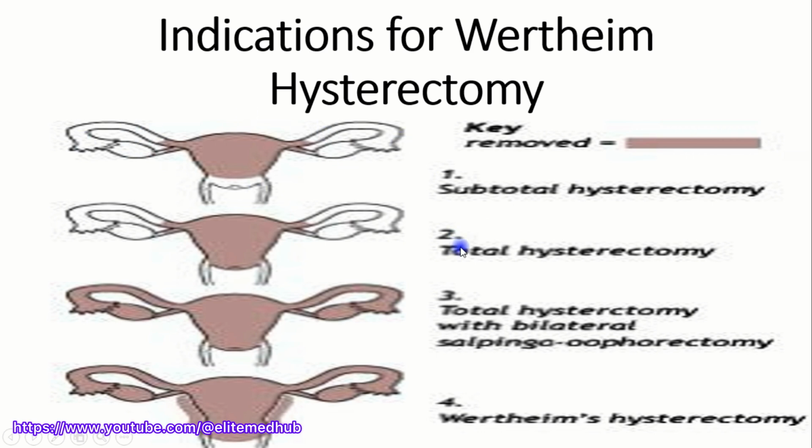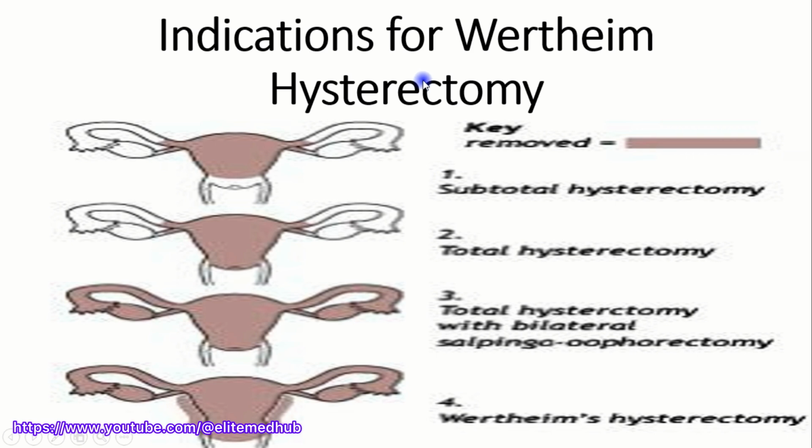The second is the total hysterectomy. This is a surgical procedure that involves removal of the uterus, including the cervix, leaving behind the fallopian tubes, the ovaries, and the upper part of the vagina. The third is the total hysterectomy with bilateral salpingo-oophorectomy. This involves the surgical removal of the uterus, including the cervix, the fallopian tubes, as well as the ovaries, leaving behind the upper part of the vagina.